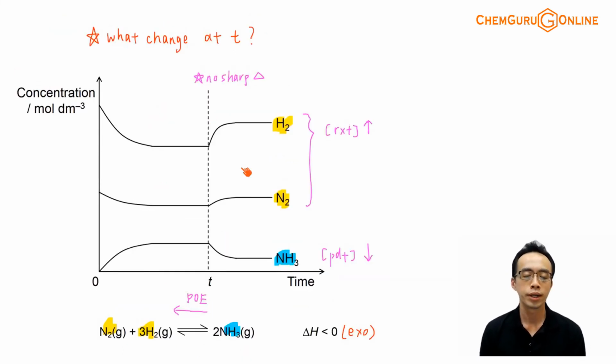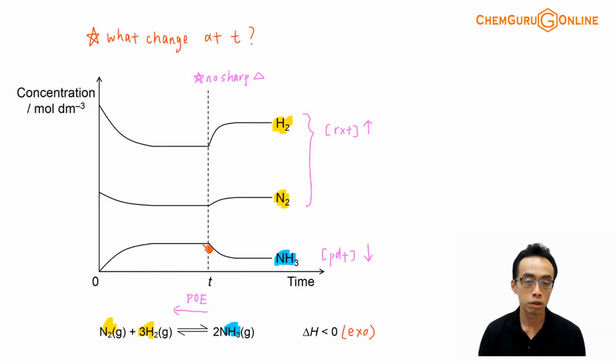Alright, so finally we can come back to this question. What is the change in the system at t? Back to this graph that we have here. Now, when we consider this graph, the focus is on what happens at t, correct? You notice there's no sharp change in the concentration for your reactants and the product. This will mean that it must be a change in temperature, either an increase in temperature or a decrease in temperature. The next thing we do is we consider, okay, how did the system respond?